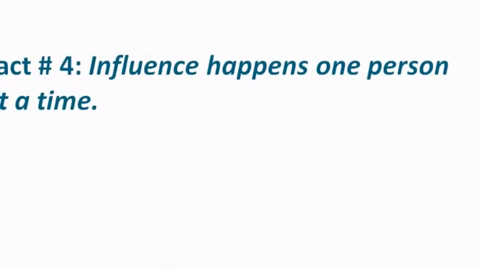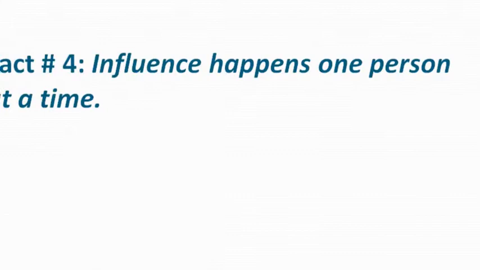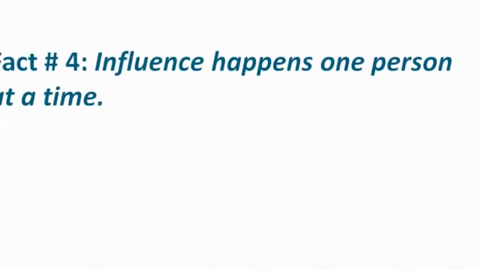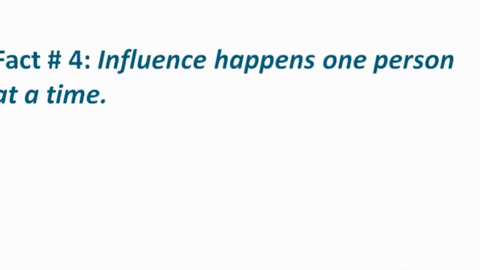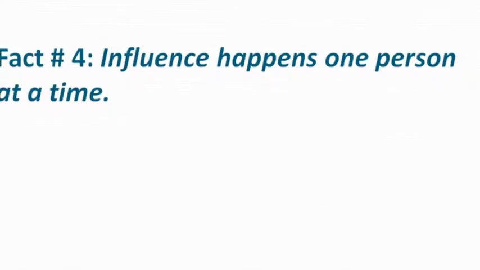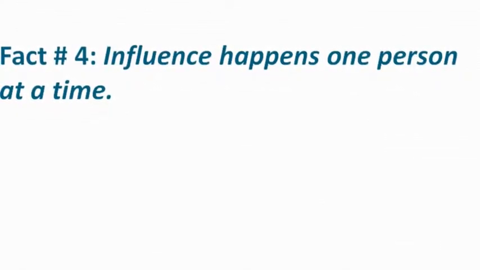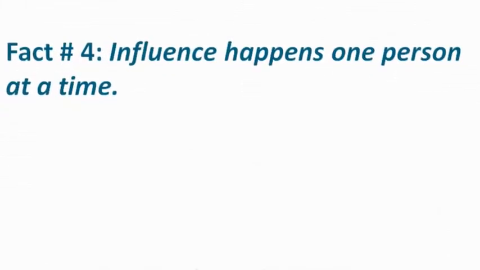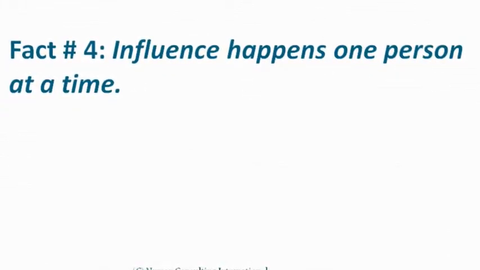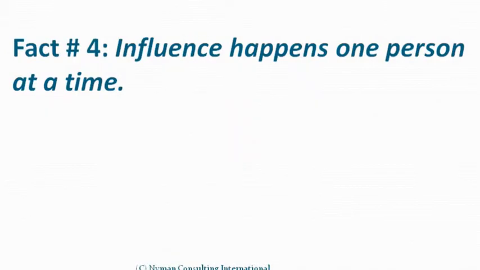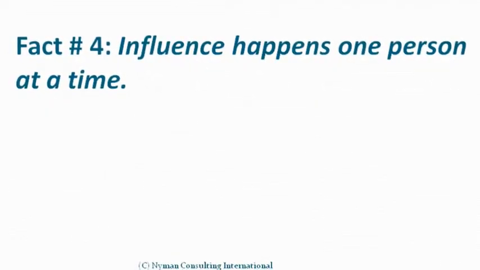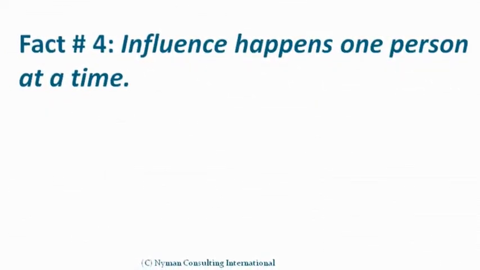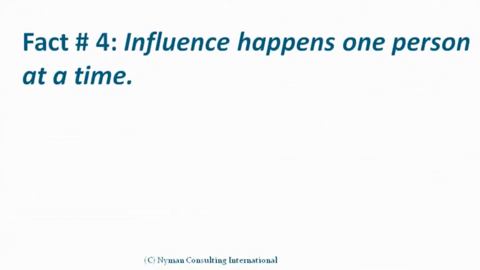Fact number 4. Influence happens one person at a time. You can't influence Congress, the company, the board, or them. However, you can influence Senator Joe Smith, the Vice President of Marketing, or the Chairman of the Finance Committee. Influence happens person by person, conversation by conversation.